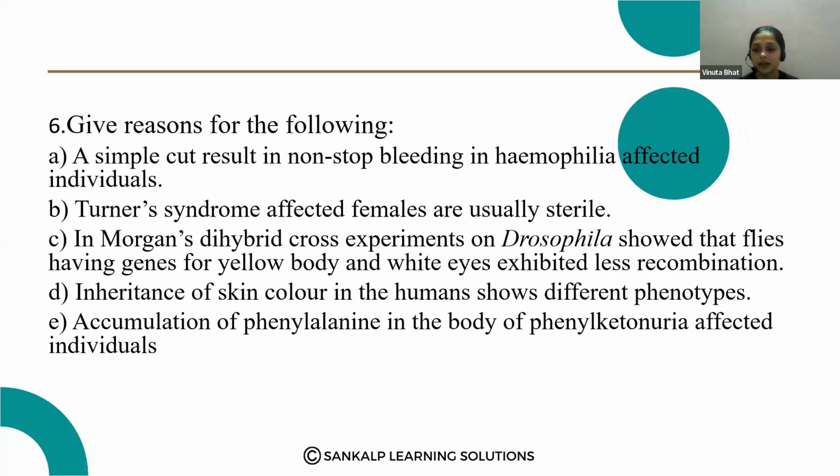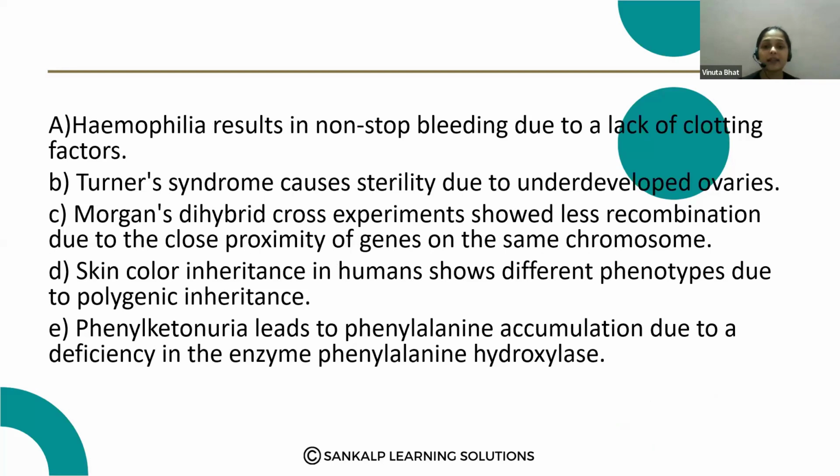Third one. Morgan's dihybrid cross experiments on Drosophila showed that flies having the genes for yellow body and white eyes exhibited less recombination. Why did less recombination occur? Because of their close proximity. They have linkage. Physically they are very near, so there is less recombination.